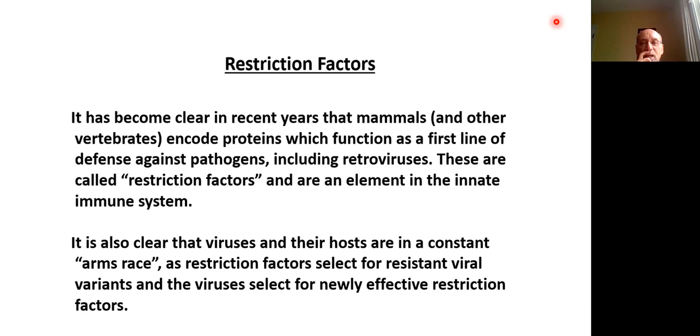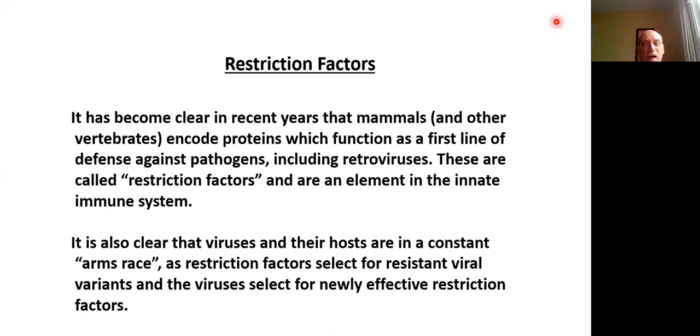And interestingly, it is clear that viruses and their hosts are in a constant arms race. That is, restriction factors select for viruses which can escape restriction factors. And conversely, attack by viruses select for newly effective restriction factors in their host. And this story is especially important in understanding zoonosis. So, where do viruses come from?